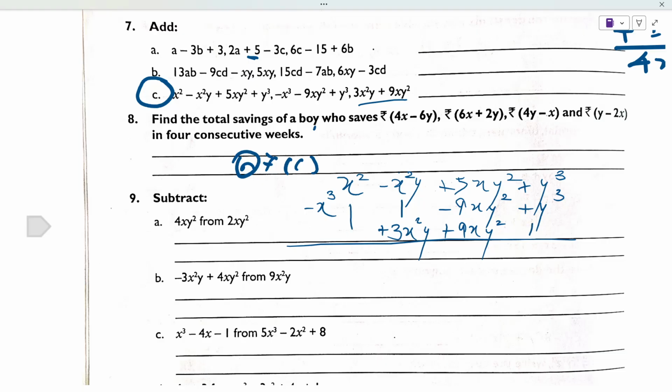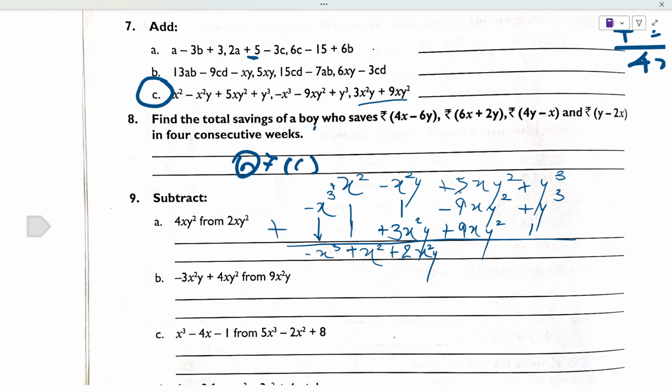Then you can do it like this, just to understand the empty spaces. So minus of x cube, we will get the same thing without any change. Then x square is having what sign? Positive sign. So we will write plus x square. Next term is minus x square y plus 3x square y. So minus 1 plus 3 gives you positive 2, variable, no doubt, x square y.